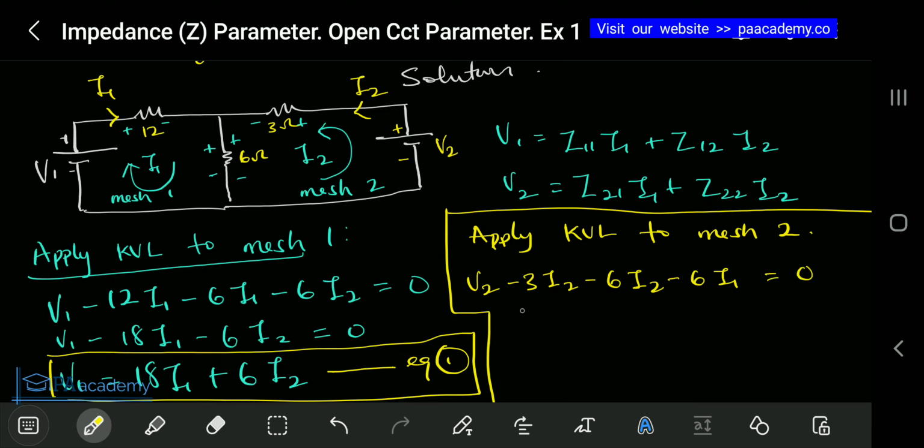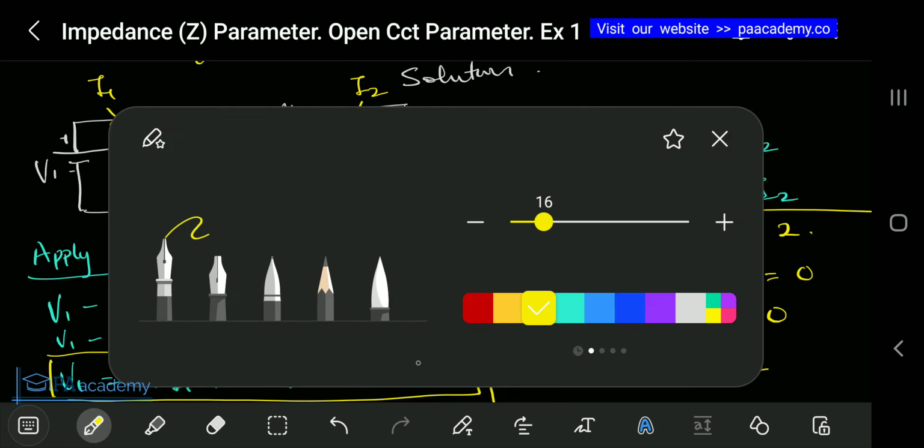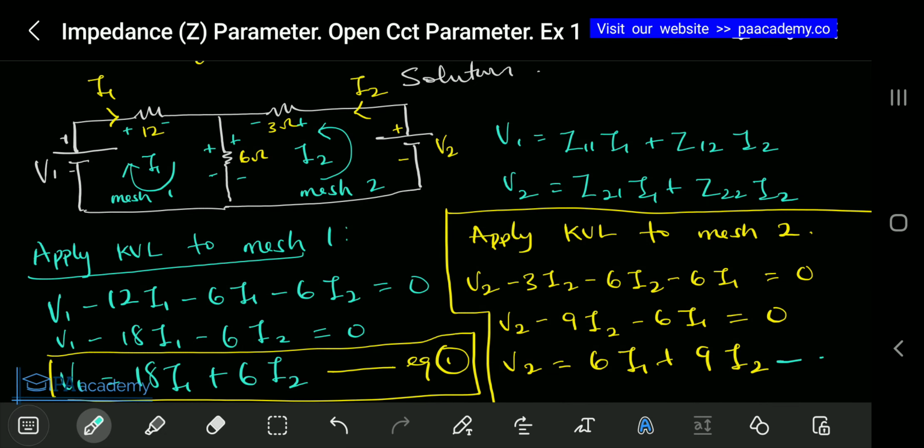Okay, so let's also tidy this up. This will be V2 minus 9 I2 minus 6 I1 equals to 0. Okay, so now we can write this to make it look like this. So that means if you make V2 the subject of the formula, we are taking this to the other side of the equals sign. So our V2 will be equal to 6 I1 plus 9 I2. So what we are having there will be our equation 2. So take note of this.